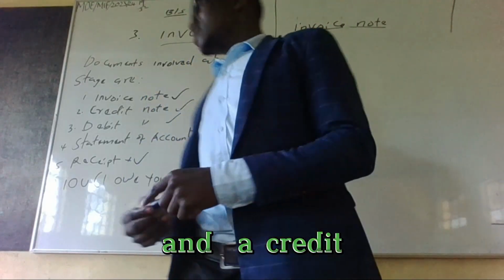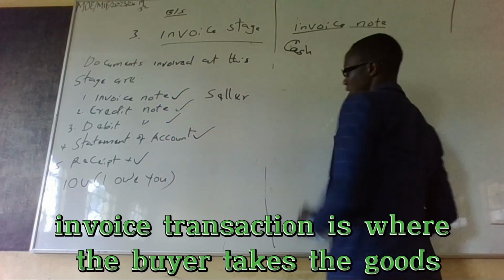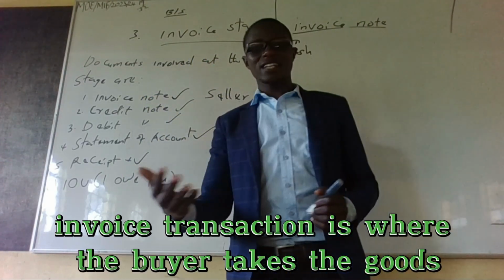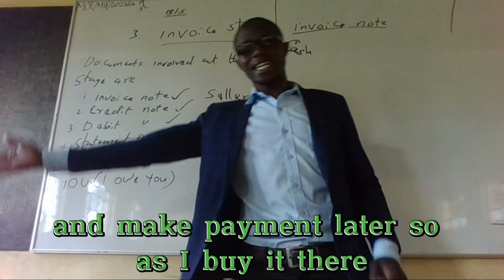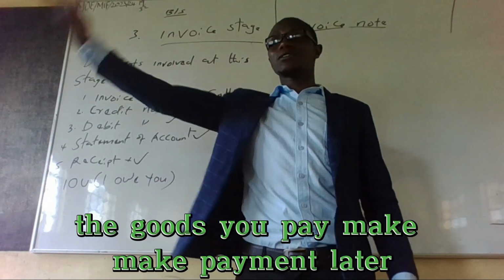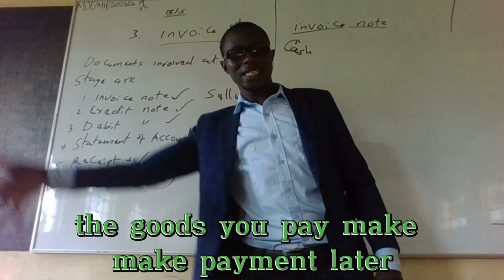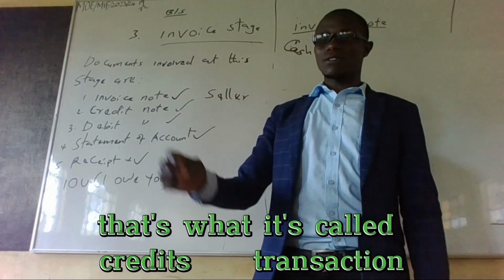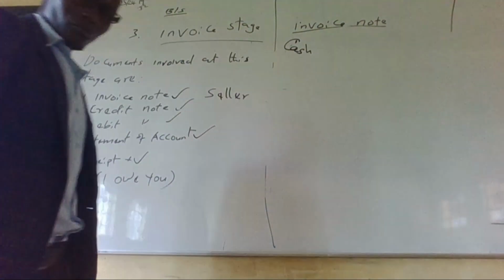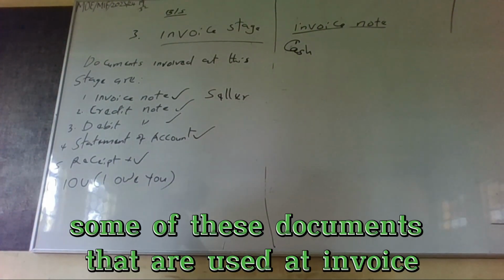And a credit invoice transaction is where the buyer takes the goods and makes payment later. So as a buyer, you take the goods, you make payment later. That's what you call a credit invoice transaction. And therefore, let us look at some of these documents that are used at the invoice stage.